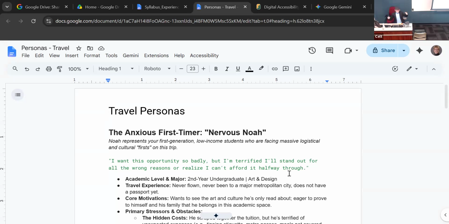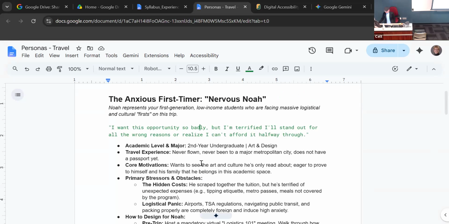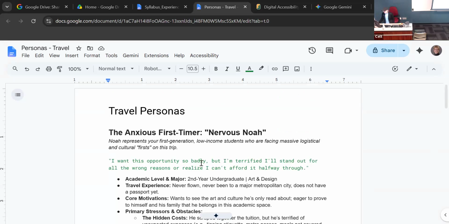And what's helpful is to get names. And then I can remember, oh, right, Noah would hate this, right? So in this case, it created 3. The anxious first timer, nervous Noah, who is a first-gen student, low-income student, facing a lot of cultural firsts on the trip. He really wants this badly, but is really anxious about funds, money, hidden expenses, things like that.